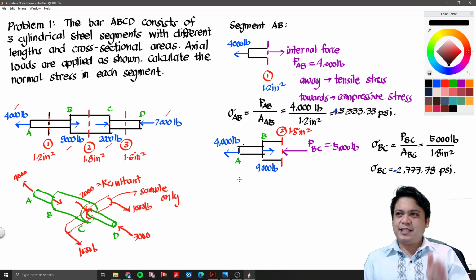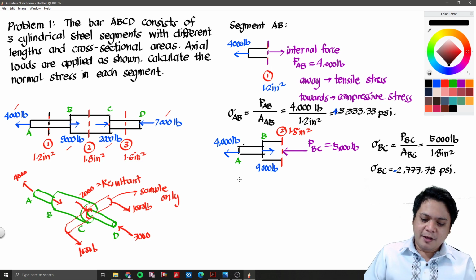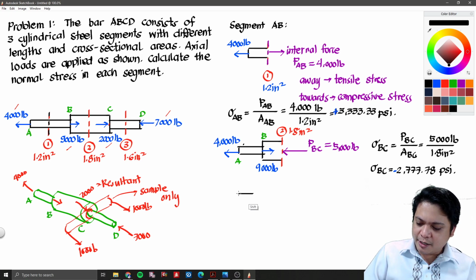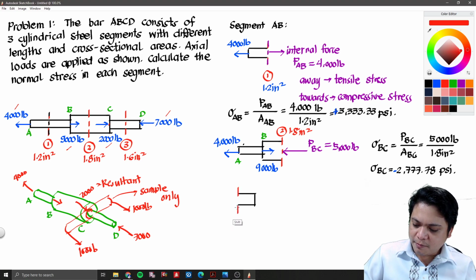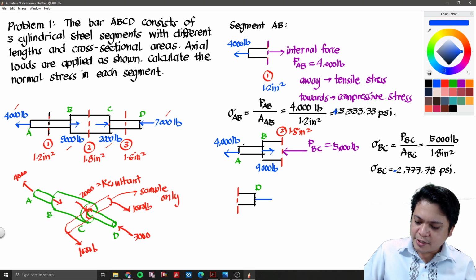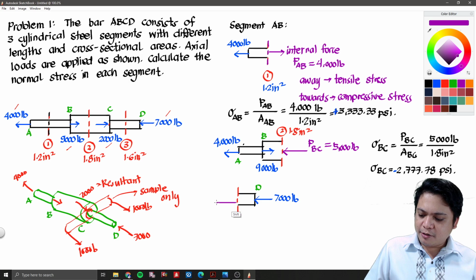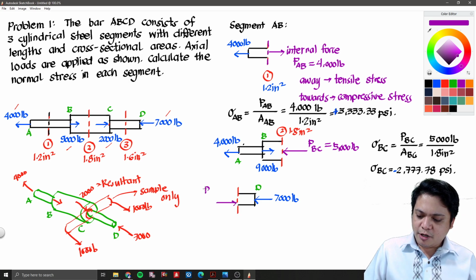Okay? Lastly, i-drawing natin yung segment CD. Segment CD, ayoko nang i-consider yung left side kasi ang dami nang i-drawing. So, ang i-drawing ko naman is yung aking right side. Okay? So, again, ito naman yung aking cutting plane. Now this is the point D. And then, meron ako ditong force, compressive force na 7,000 pounds. So, para maging equilibrium, kailangan may magkaroon ako ng force dito. And that is actually your force in CD, and that is equal also to 7,000 para maging equilibrium.